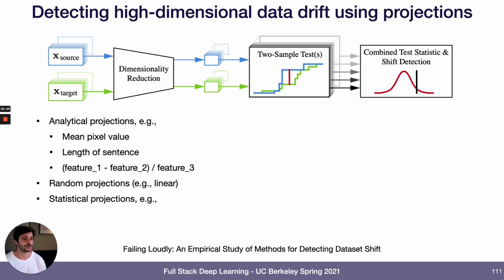Or statistical projections, training an autoencoder or another kind of density model, right? Like you might fit a likelihood-based model to your data and then take the output of that model, like the likelihood of that data point, and monitor that. Or you might use PCA or t-SNE or something like that to project the data and monitor the result of that.